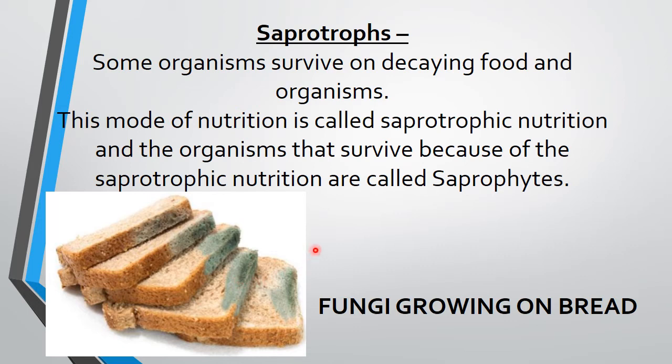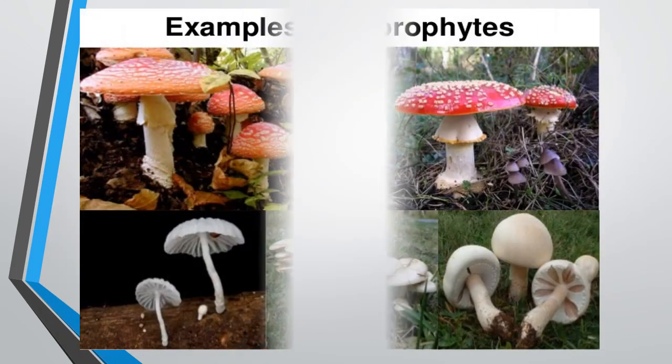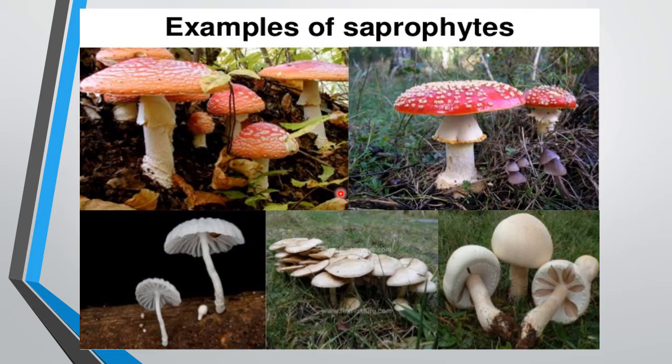So how will it digest? The saprotrophs, for example fungi, yeast, bacteria, will secrete digestive juice over this decaying material and absorb the materials from it. That acts as food. So this is called the saprotrophic mode of nutrition, and hence such plants we call saprophytes. You can see different types of mushrooms. They adopt the saprophytic mode of nutrition.